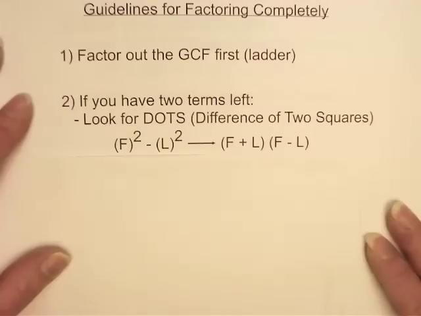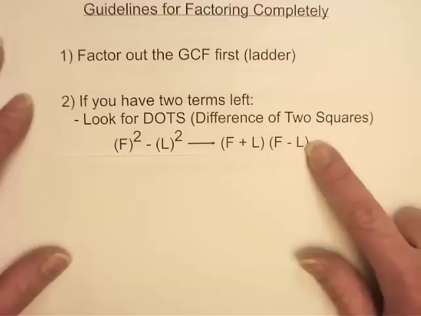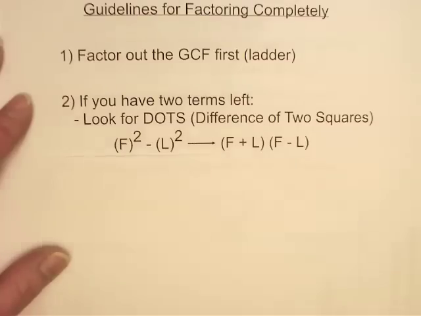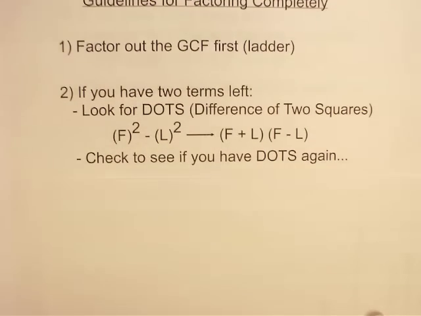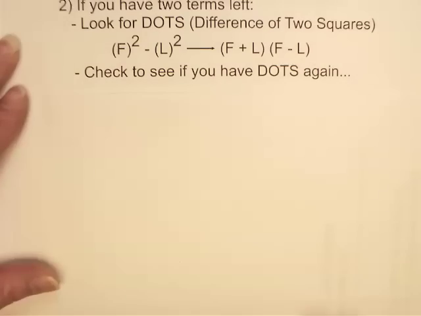Then, of course, we always must check that one with the subtraction sign because it is a difference, and you could have DOTS again, and again, and again. We could have double DOTS, triple DOTS, and so on. So always check to see if you have more DOTS. Okay, step number 3.